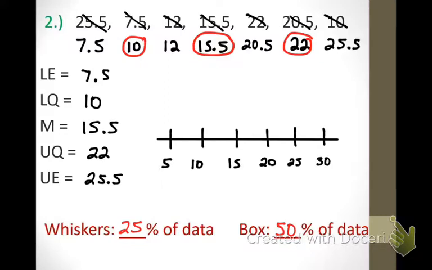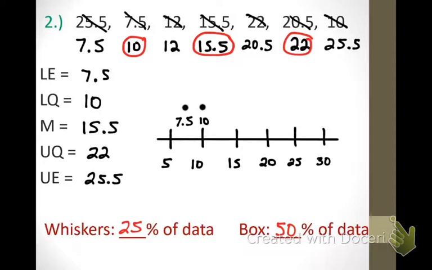Once again, you want to count by even increments. So for me, I'm counting by 5s. All right, Taylor, what's the first point I'm going to plot? 7.5. Good job. That's directly in between a 5 and a 10. Madison, what's my next one? Good job. We're going to do lower quartile, which is a 10.